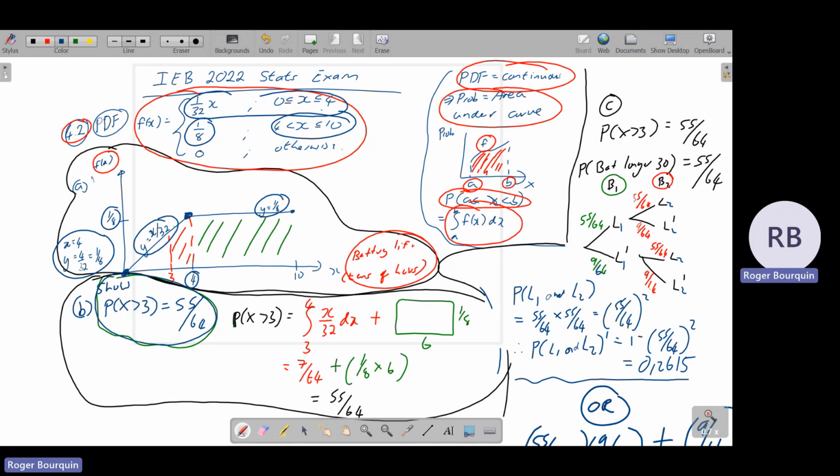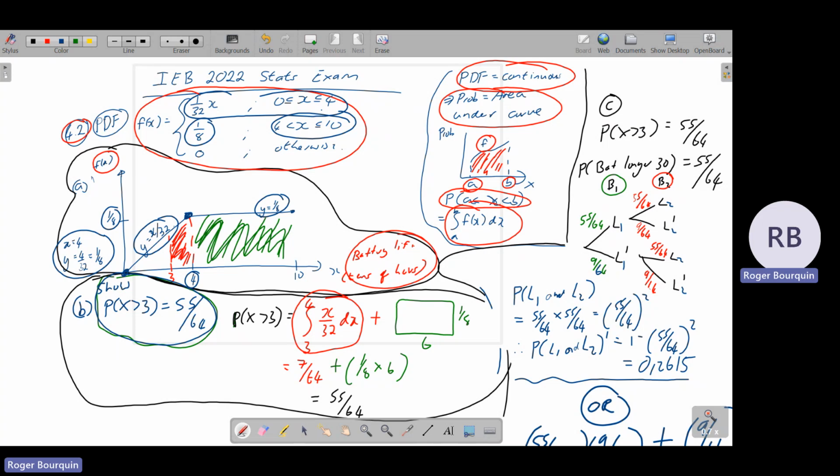Question B said show that the probability x is greater than 3 is equal to 55 over 64. So I'm looking for this area under the curve between 3 and 10, which is made up of this area over here plus this area over here. Your probability that x is greater than 3 is the integral between 3 and 4 of x over 32 with respect to x, plus the area of this rectangle. So you could say the integral between 4 and 10 of 1 over 8 with respect to x.